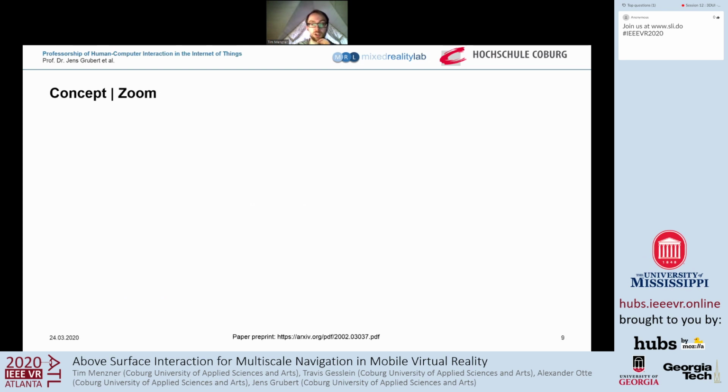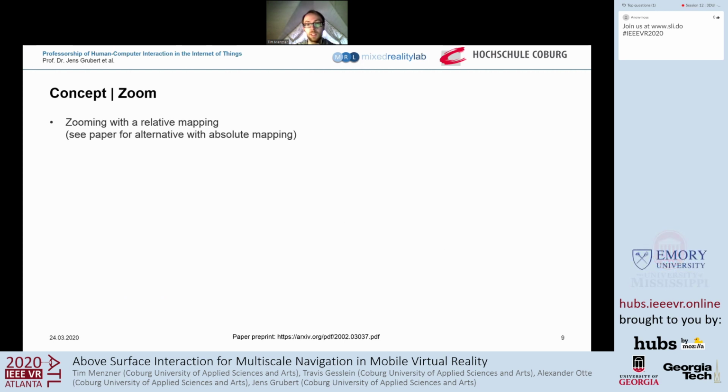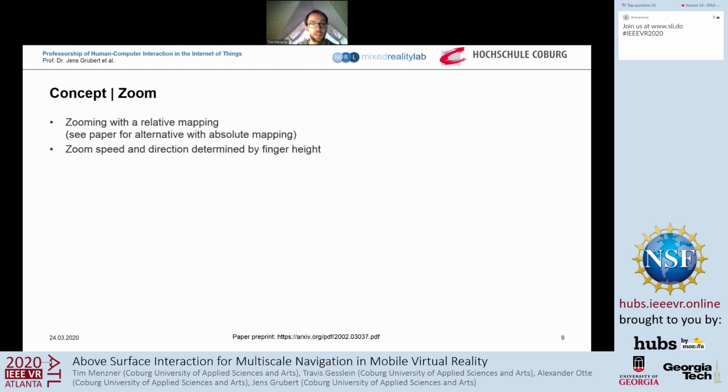Quite similar, I want to show you our zoom technique. As already mentioned on the last slide, in our scenario, absolute mapping would lead to low precision. So we decided again to go for a relative one. But for comparison, we also implemented an absolute technique. You can see our paper for details if you're interested. Like with the movement, here the zoom speed and direction are determined by the finger height.